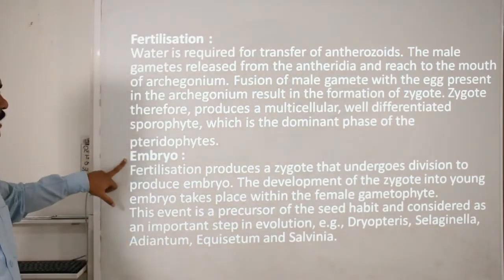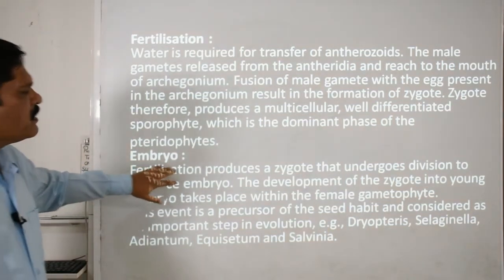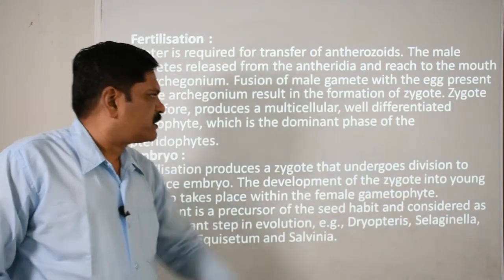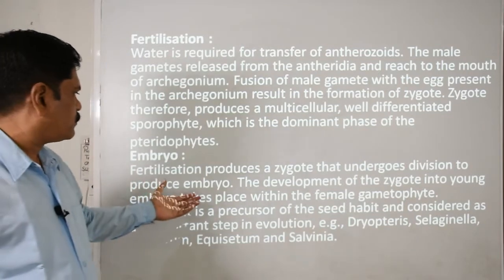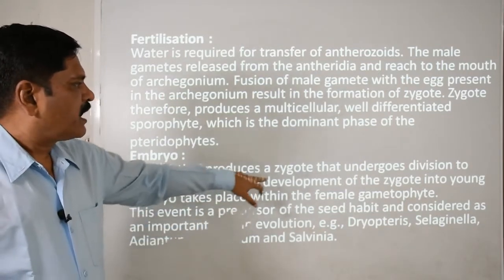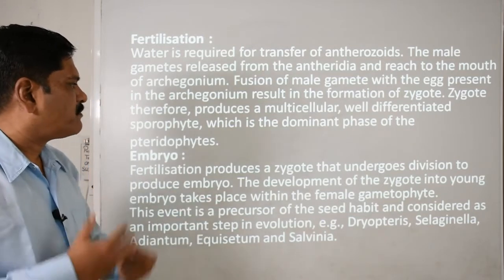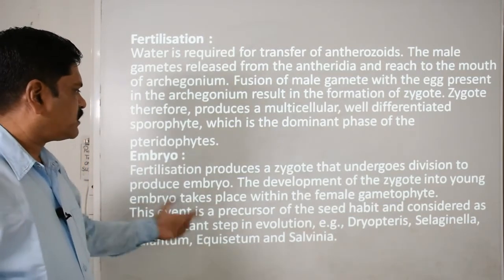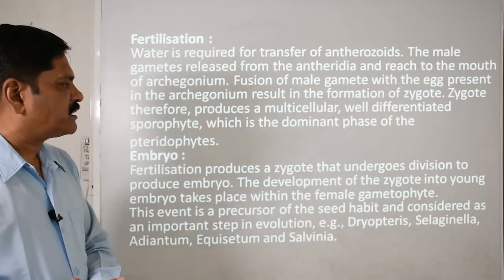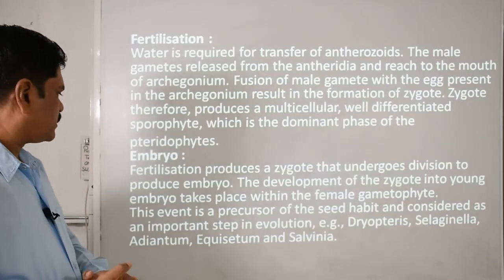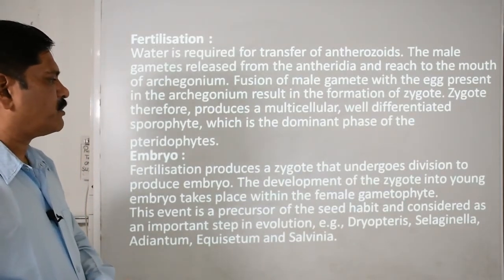Clear? Now then the embryo. The fertilization produces a zygote that undergoes division to produce the embryo, and the development of the zygote into the young embryo takes place within the female gametophyte only. This event is a precursor of the seed habit and is considered an important step in the evolution.